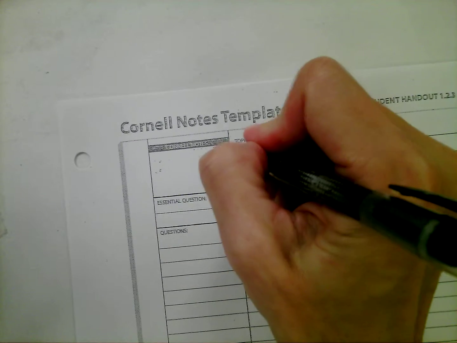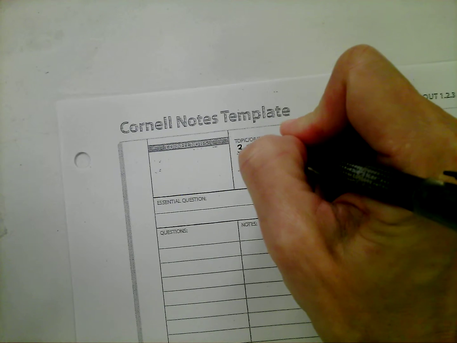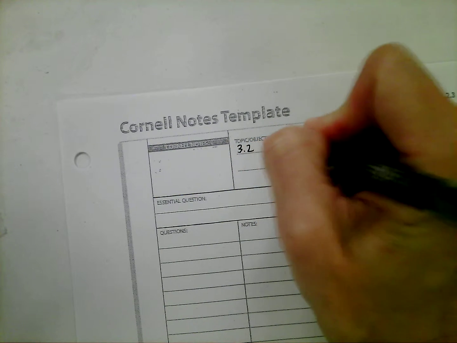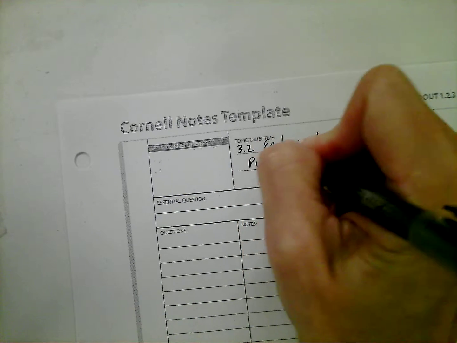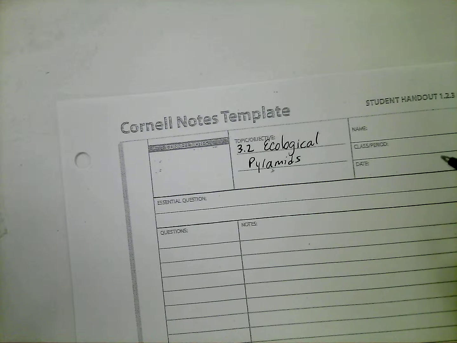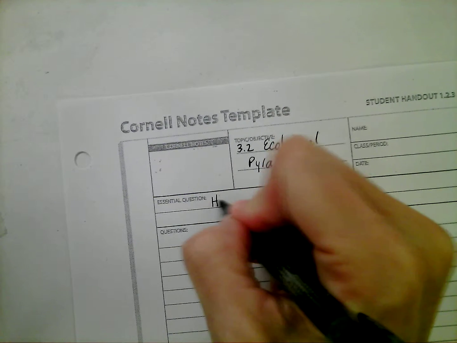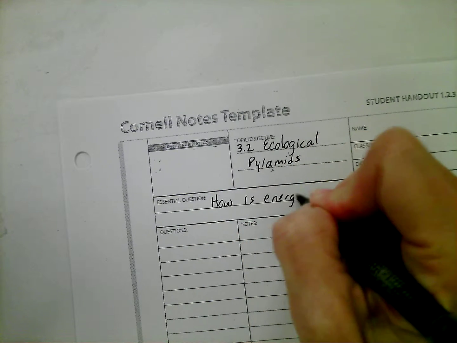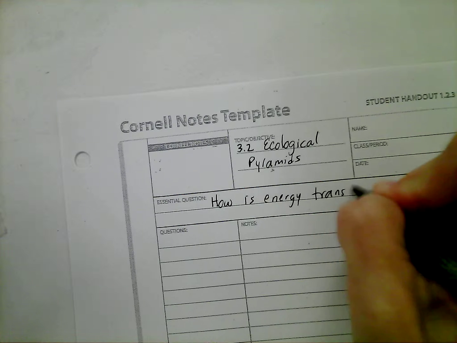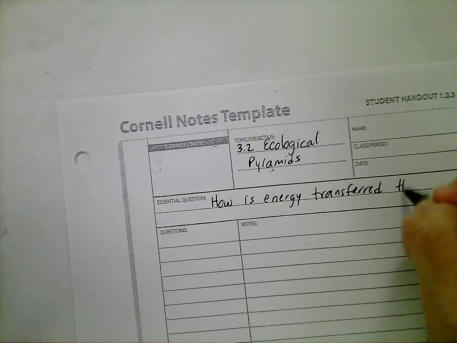Okay, so our topic for today is section in your book 3.2, ecological pyramids. Be sure to put your name up there and the date up there. Our essential question is, how is energy transferred through an ecosystem?